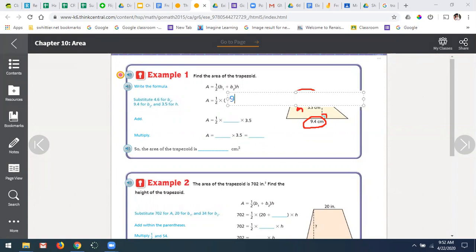9 4/10 is one of our bases, and the other one is 4 6/10. So we have to add those because those are inside the parentheses. 9 4/10 plus 4 6/10. I know 6 and 4 is 10. It's going to give me an even number. 9 and 4 is 13, but I have to carry the 1 from the 10. So it's going to equal 14. So 9 4/10 plus 4 6/10 equals 14.